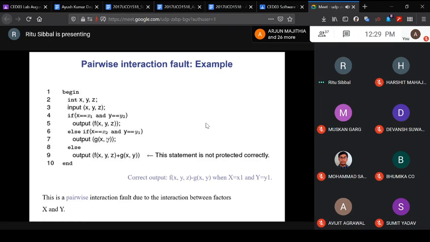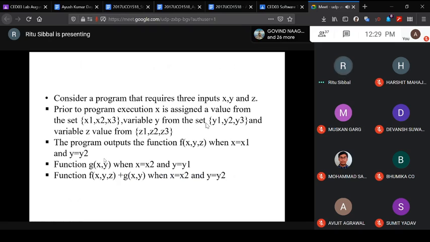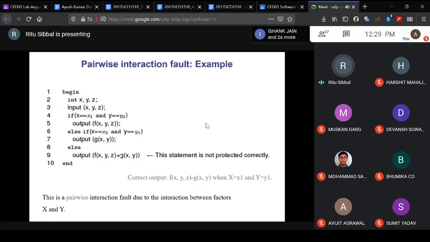It will give you this x, y, z, and this thing. Now, suppose this statement is not written correctly. There is another condition, and that is when x is equal to x1 and y is equal to y1. If you see, if x is equal to x2 and y is equal to y2, then this plus statement will be executed.